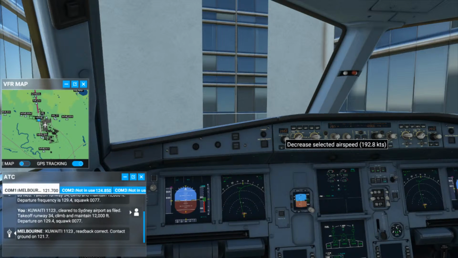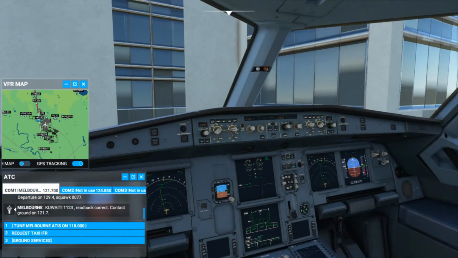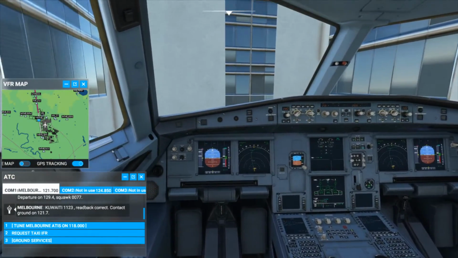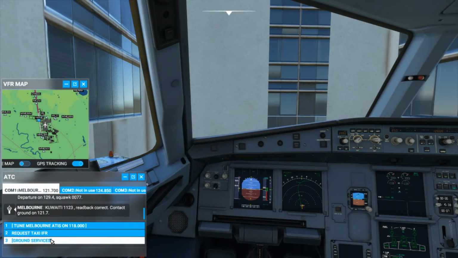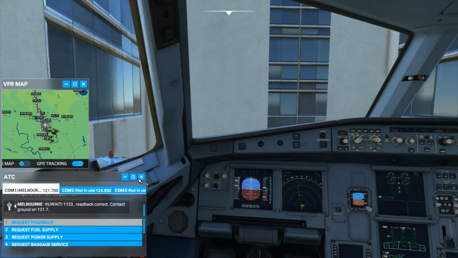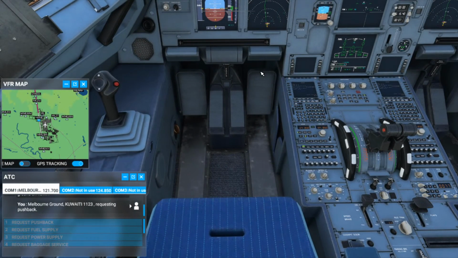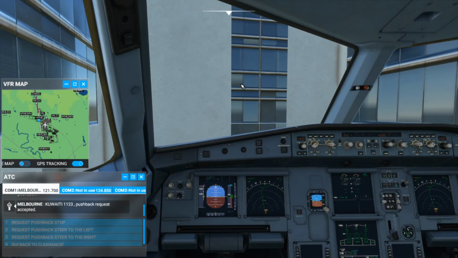Climb on Kuwaiti 250. 1123 readback correct. Contact ground on 121.7. Unless they assign different speed otherwise. So, everything's good. Now I'm gonna push back. Request pushback here. So ground, pushback. Melbourne ground, Kuwaiti 1123 requesting pushback. Kuwaiti 1123 pushback request accepted.